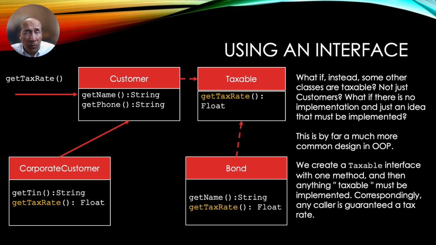Can I use it as a customer? Yeah, a customer has a tax rate. A government customer is a zero, actually. A corporate customer has some complex algorithm. And a bond has a tax rate too. So things can be taxable that are not in a hierarchy. They're just an interface that needs to be implemented.